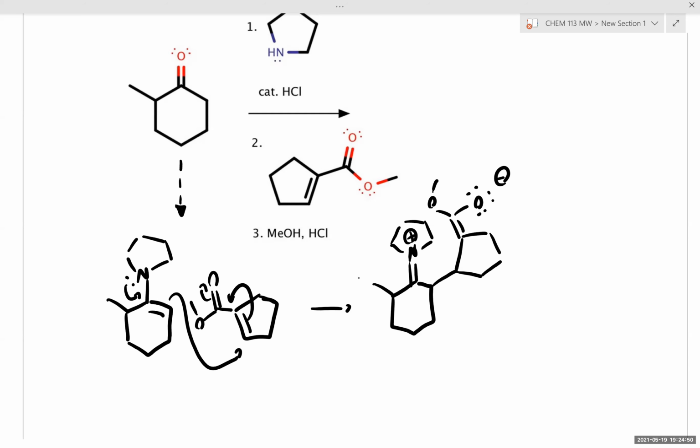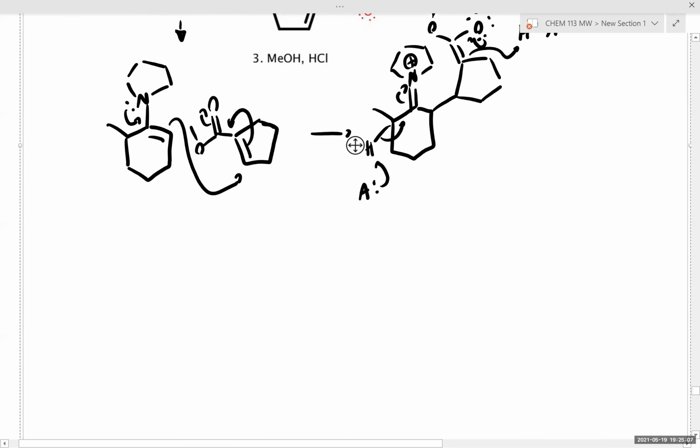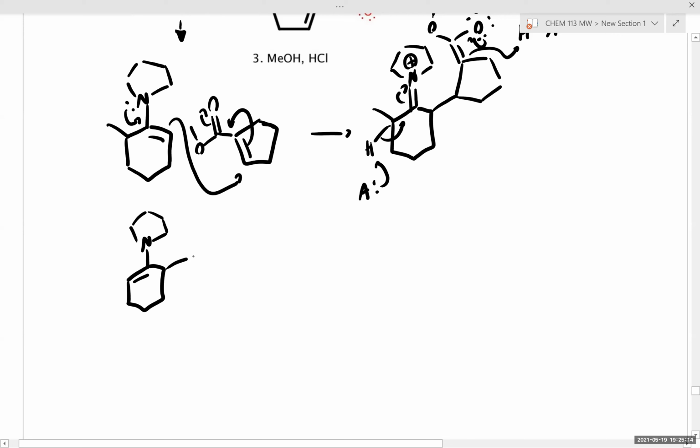Yeah, the enolate can be protonated for sure. Exactly. So we can protonate our enolate. And most importantly, we can convert this iminium into an enamine once again. And it's this enamine that remains in solution. Okay, so it's this enamine that sticks around at the end of step 2.